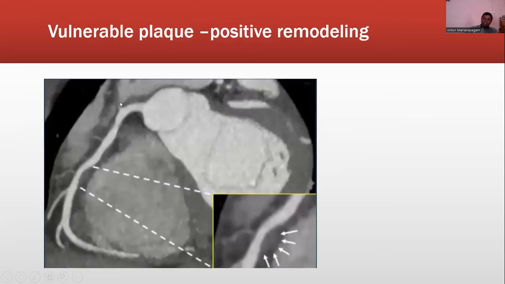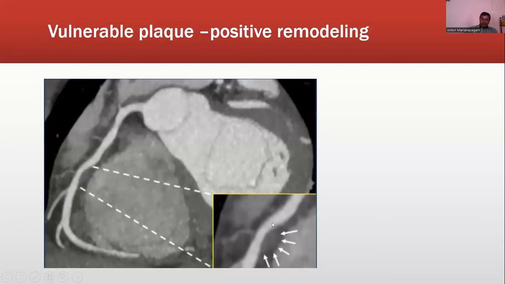Then something called positive remodeling. This is the coronary artery, and you are getting a plaque here. This is a non-calcified plaque, but you don't see such low attenuation fat. For the size of this plaque, you don't see that much luminal narrowing. This was actually mild narrowing. If you see the outline of this coronary artery, the vessel wall has undergone positive remodeling. It has enlarged to accommodate this plaque. That means this is a vulnerable plaque, though it is not causing luminal narrowing. At this point, this patient will present with acute coronary syndrome later on.